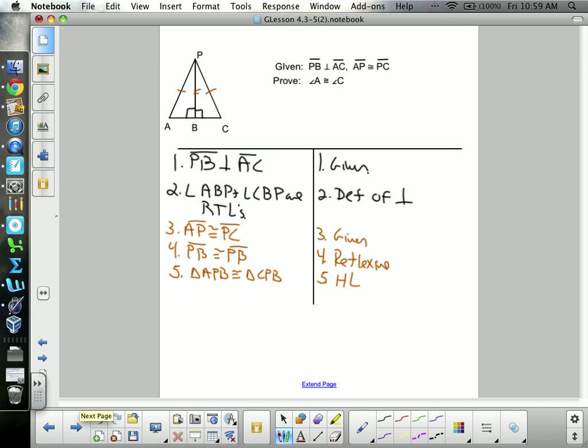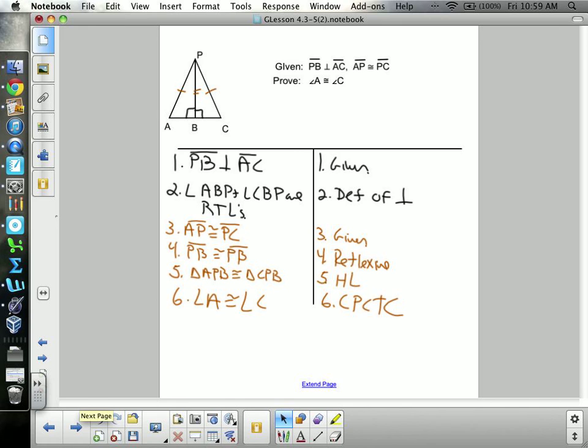But that's not what I want to prove. I want to prove angle A is congruent to angle C, but angle A and angle C are corresponding parts. So 6, angle A is congruent to angle C, CPCTC. Okay?